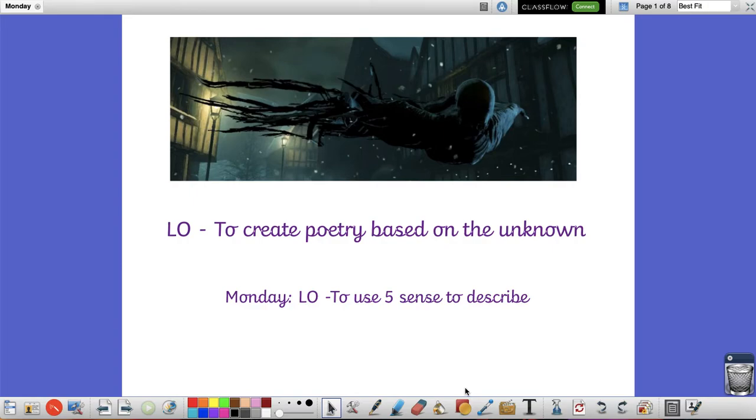Year 5. This week for English, you are going to be looking at some poetry, and by the end of the week, you're going to create a poem based on the unknown. So that suspense, that tension that we've been looking at in our writing over the past couple of weeks. And today, you're going to use all of your senses to describe the Dementors.